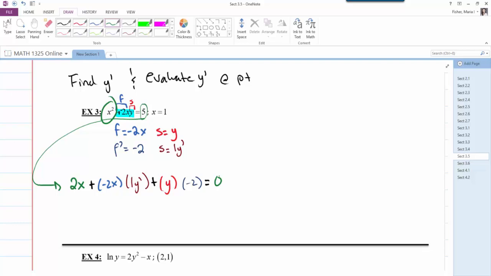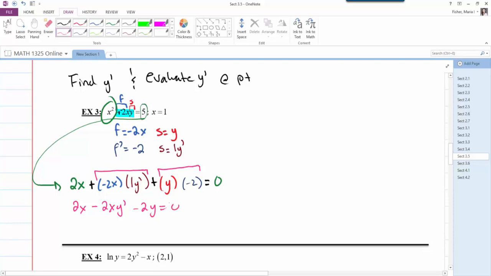Now let's just clean this up and solve for y prime. So let's see here. We have 2x. If I multiply a negative 2x times a 1y prime, I get a negative 2x y prime. And if I multiply a y times a negative 2, I get a negative 2y equals 0. So again, everything that's not a y prime needs to move to one side of the equal sign. So I'm going to say negative 2x y prime is equal to, moving both of these over, I'd get positive 2y minus 2x.